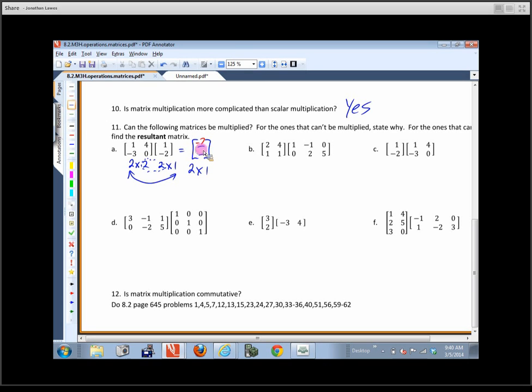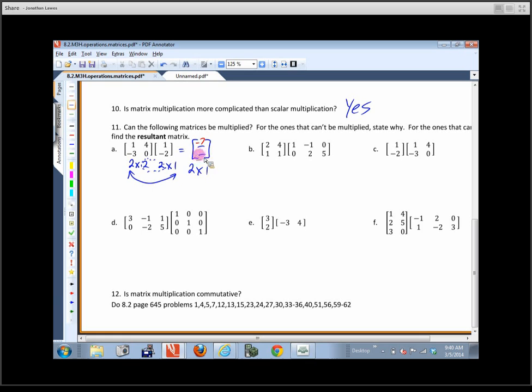That's why on the test you had that little A12 that I wanted you to find. A12 is in the first row, second column. This one right here is in the first row, first column. So I take the first row here and I multiply it by the first column right here. So 1 and 1, 4 and -2. 1 minus 8 is -7.